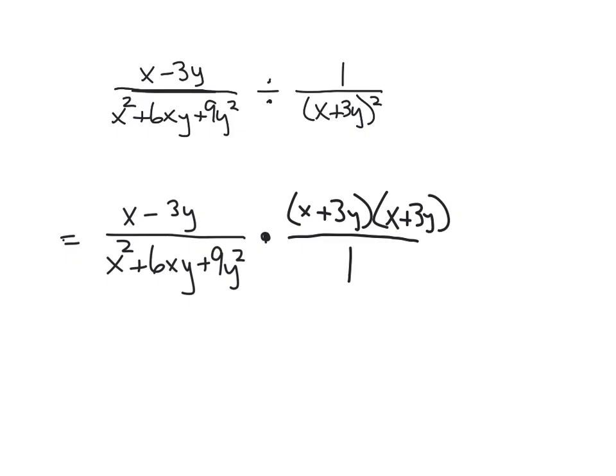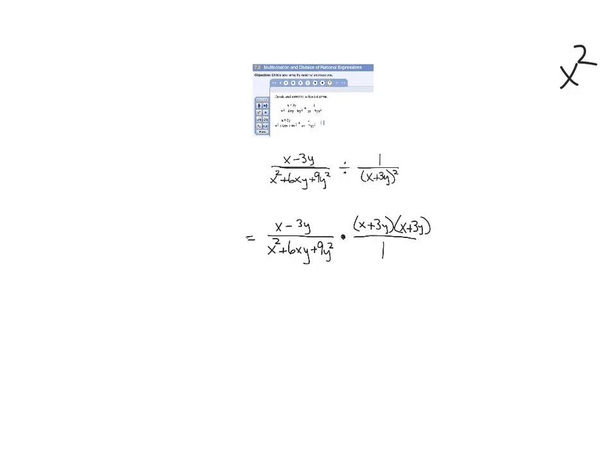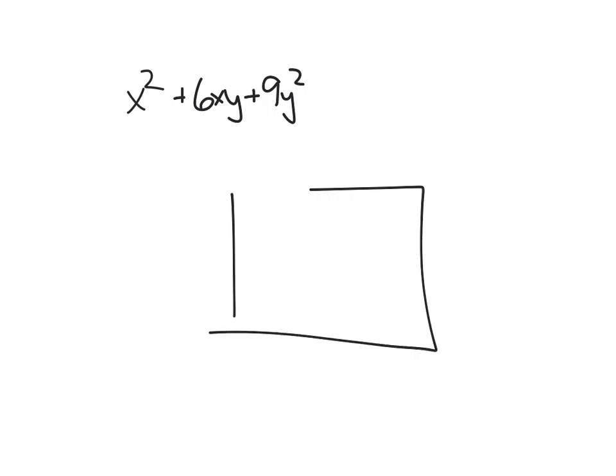So we have some factoring that needs to happen. We're going to take this term right here and we need to factor it. It means we're going to do the x squared plus 6xy plus 9y squared. So we're going to go over here and use that box method. So x squared plus 6xy plus 9y squared. And so we're going to do our box.